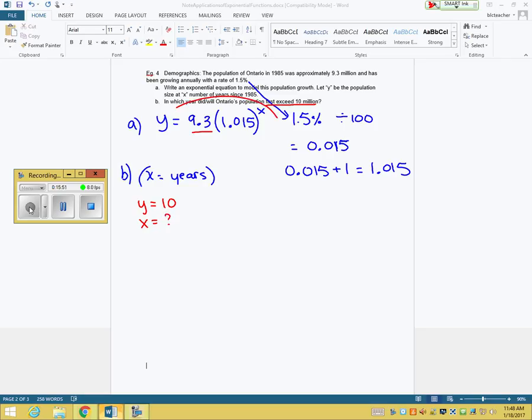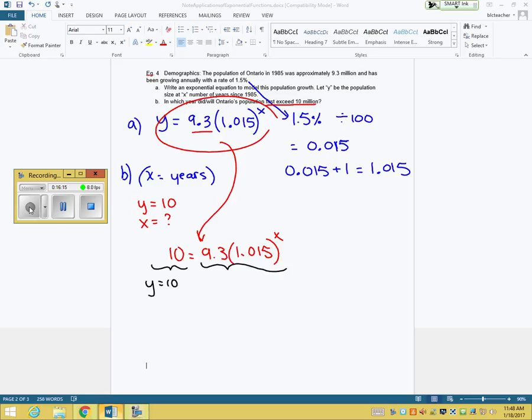So using our equation, we're going to have 10 equals 9.3 times 1.015 to the power of x. It's too complicated to find a common base, too complicated and time-consuming to do systematic trial, so we're going to solve it by graphing. So that means this part we're going to rewrite as y equals 10, and the right side of the equation we're going to rewrite as y equals 9.3 times 1.015 to the power of x.